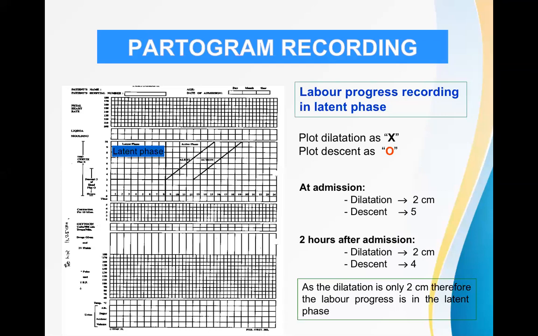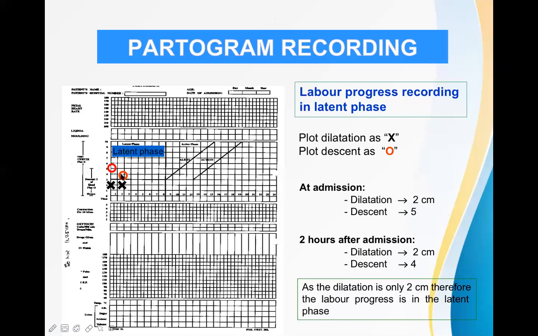Now, what is the conclusion of this? As the dilation is only 2 centimeter, therefore the labor progress is in the latent phase. And descent is happening, from 5, it has come down to 4. This is in the latent phase. Okay, let's move on.